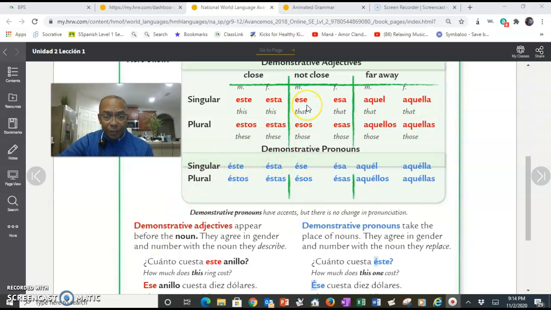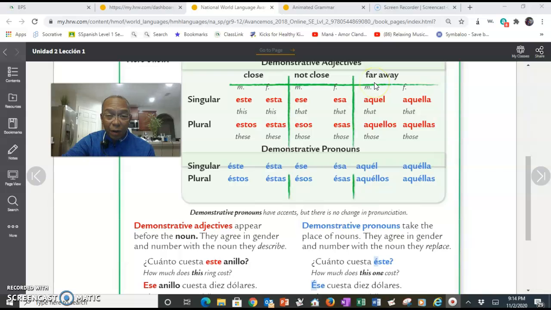How about things that are a little bit farther from you, not that close? Ese or esa for feminine words, which will translate to that banana, esa banana. Now for plural, you have esos and esas. Those. And again, they have to match the gender and also match the number.